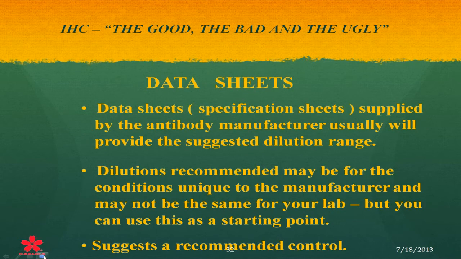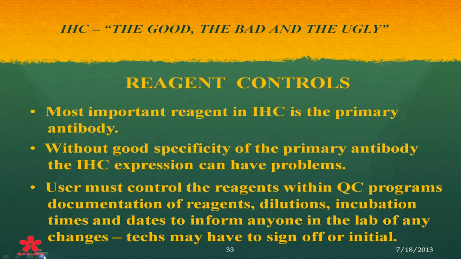Data sheets supplied by the antibody manufacturer usually will provide the suggested dilution range. Dilutions recommended may be for the conditions unique to the manufacturer and may not be the same for your lab, but you can use this as a starting point. And they also suggest a recommended control. Most important reagent in IHC is the primary antibody.